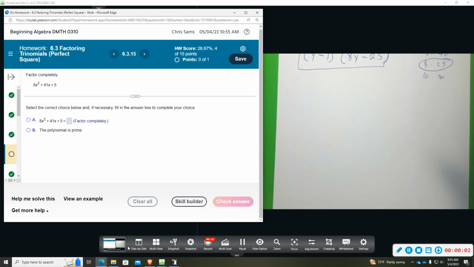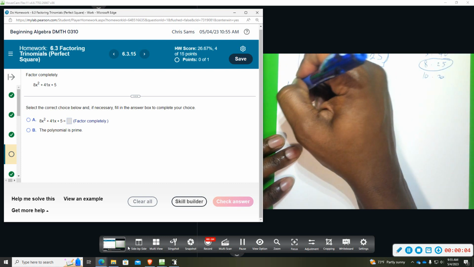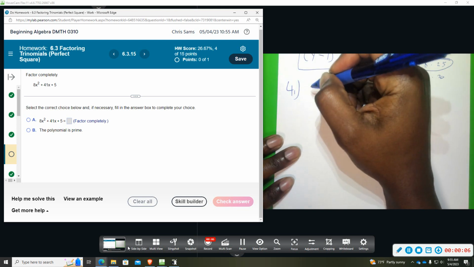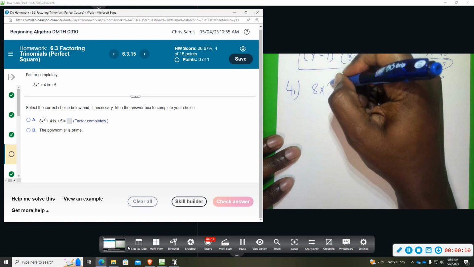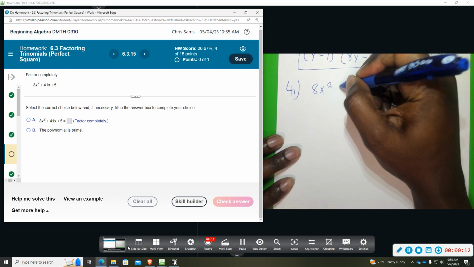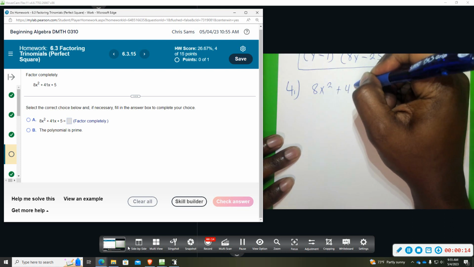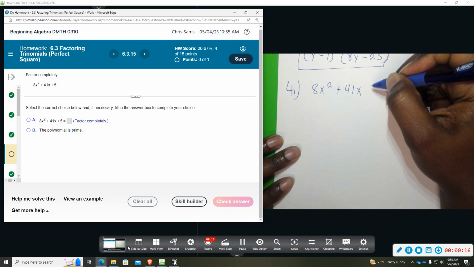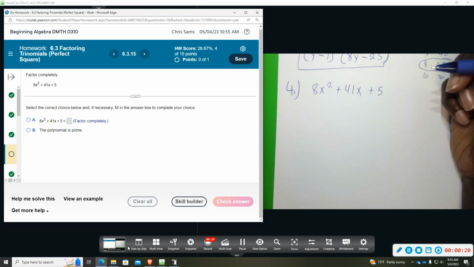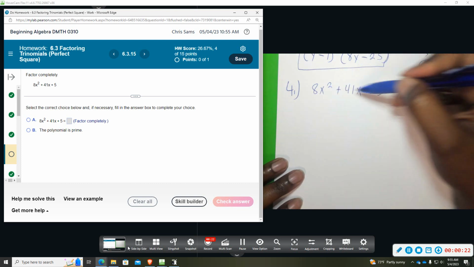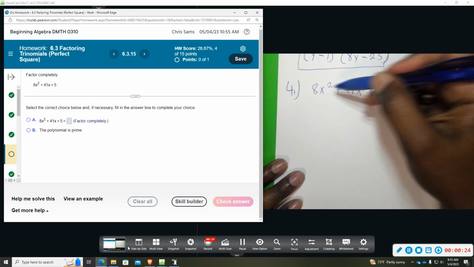All right, number 4, 8x squared plus 41x plus 5. All right, so again, if we try to factor out the greatest common factor, nothing will factor from these.